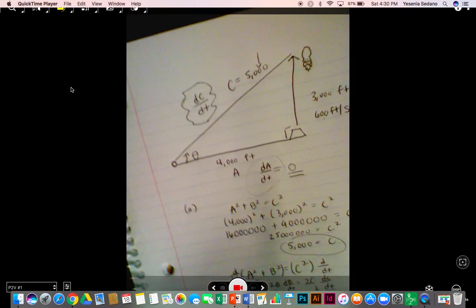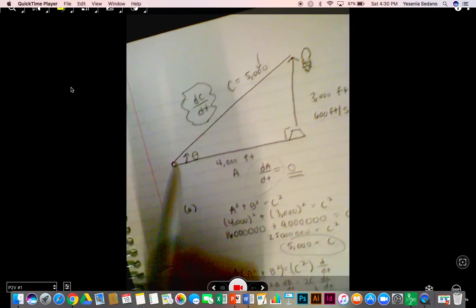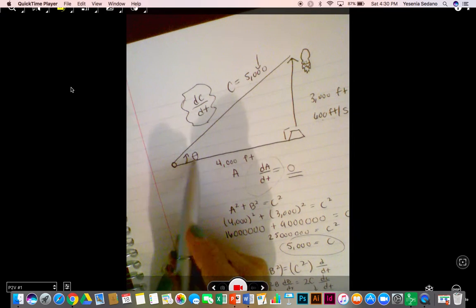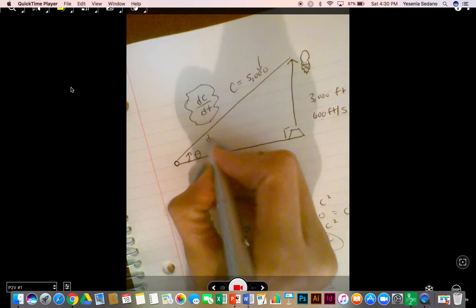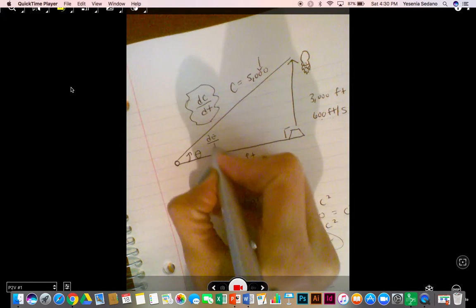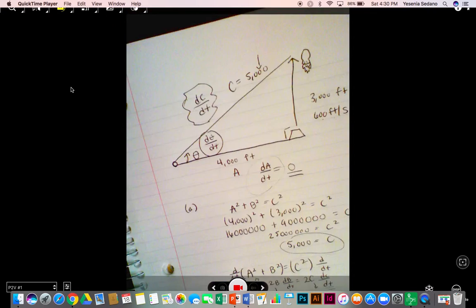So the second part was saying they're trying to find how the angle of elevation from the camera is changing. So I put a little theta symbol right here, because that's what we're going to be looking for. So what we're looking for is d theta dt, the rate of change of this angle here.